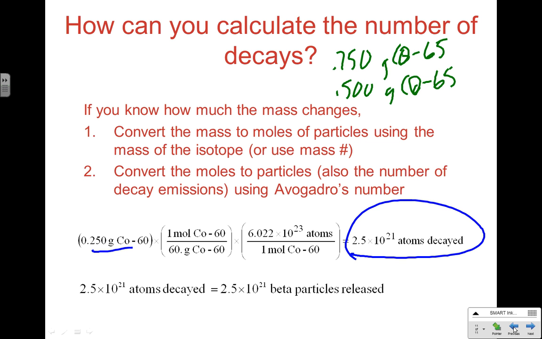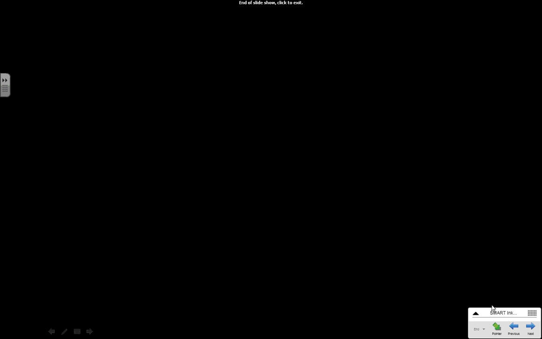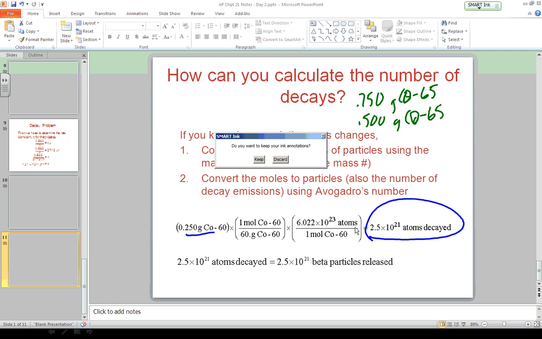So if they're asking you to do this type of thing, it's not actually using that original equation. It's a different type of math. And remember, we can convert from mass to moles and from moles to atoms. And for every atom that decayed, that means we had an alpha or beta particle released. And that ends our second set of notes over the chapter.